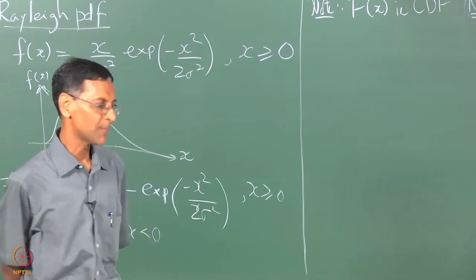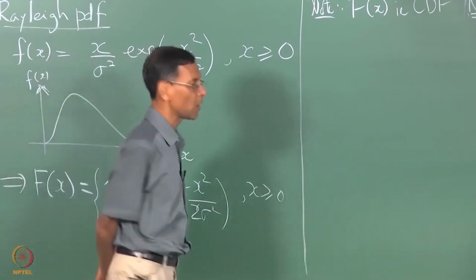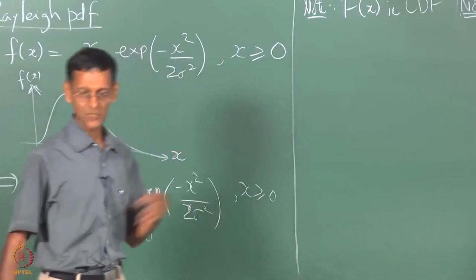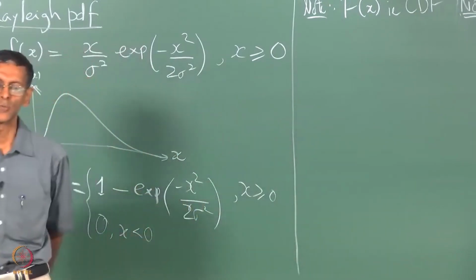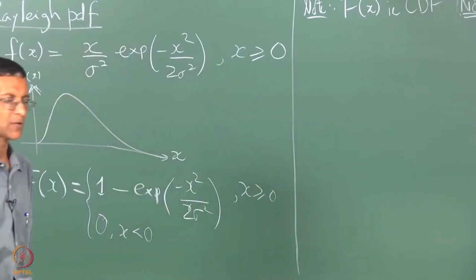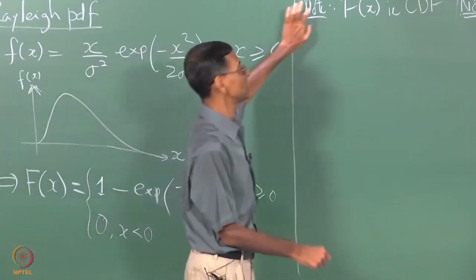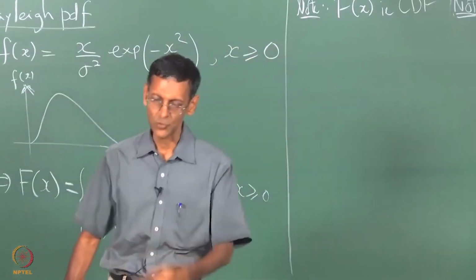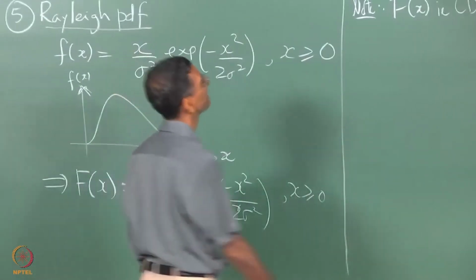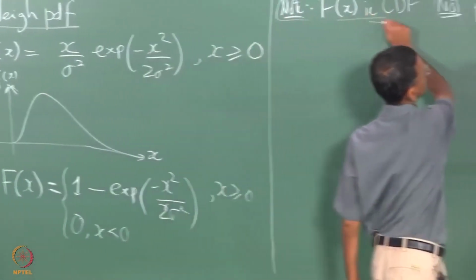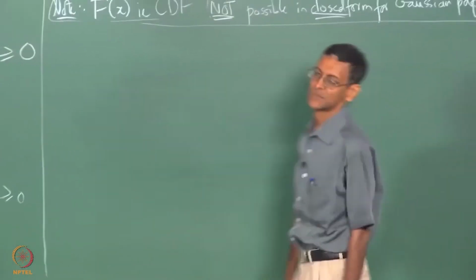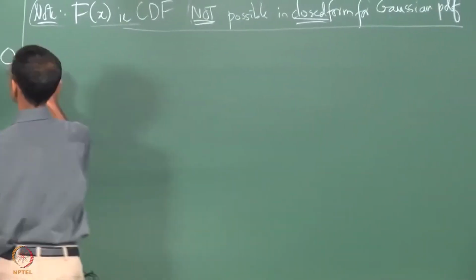So, later on we will see some upper bounds and approximations and so on for the Gaussian CDF, which have been used to either approximate or bound. Anyway, we will come back to this issue once we go through some of these examples. But I have to emphasize this. Okay.